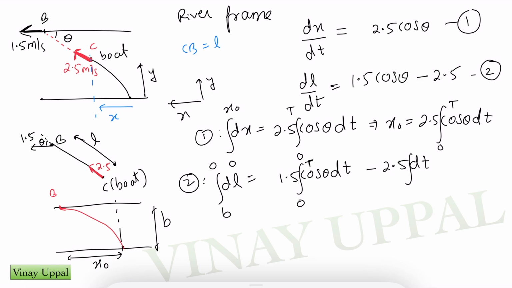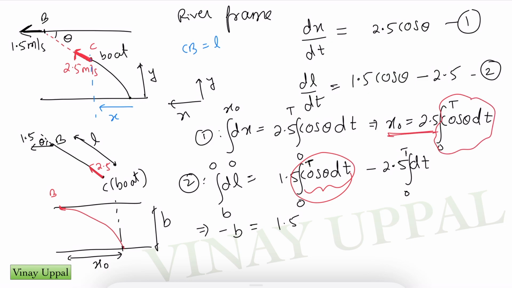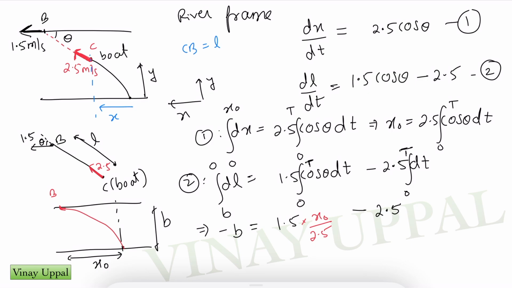0 to t, and this also 0 to t. So I'll have minus b is 1.5. Now what is the integral of cos theta dt? What is this value? Can I write it from the integration of the first equation? This value is nothing but x naught by 2.5. So that is what I'm going to substitute here. So I'll have x naught by 2.5 minus the integral from 0 to t will simply be 2.5 times t.